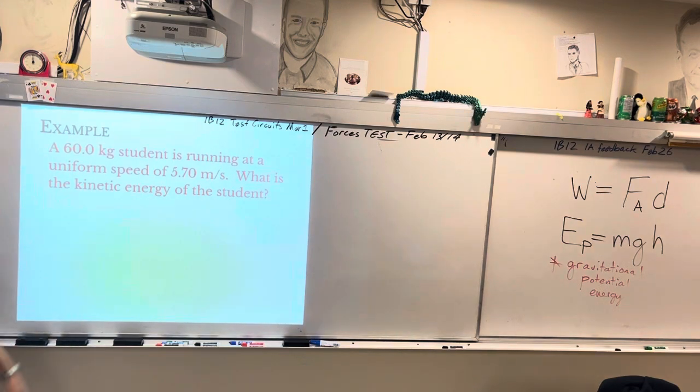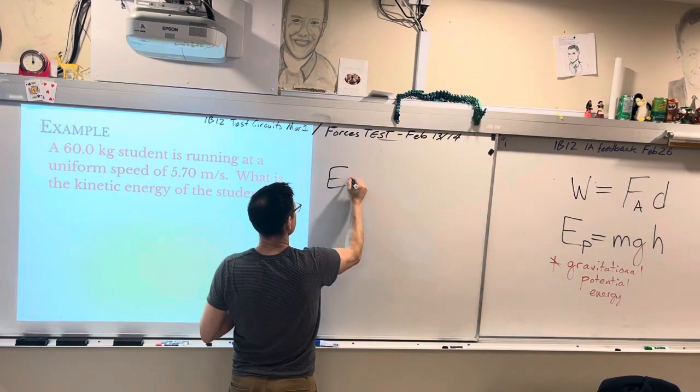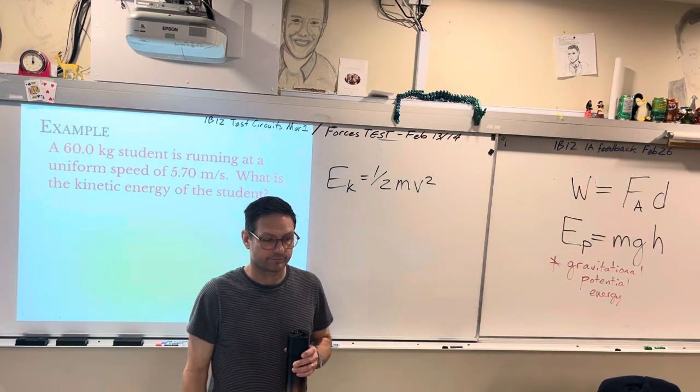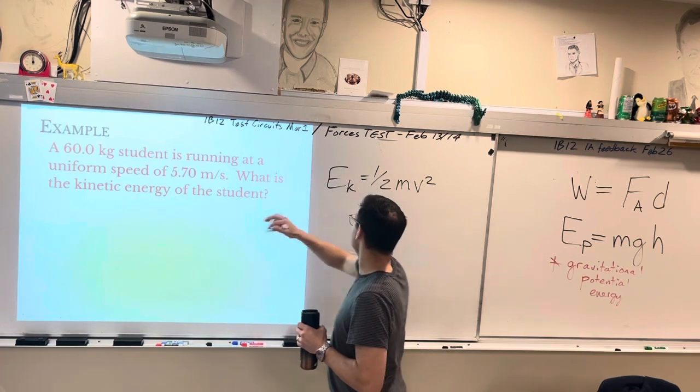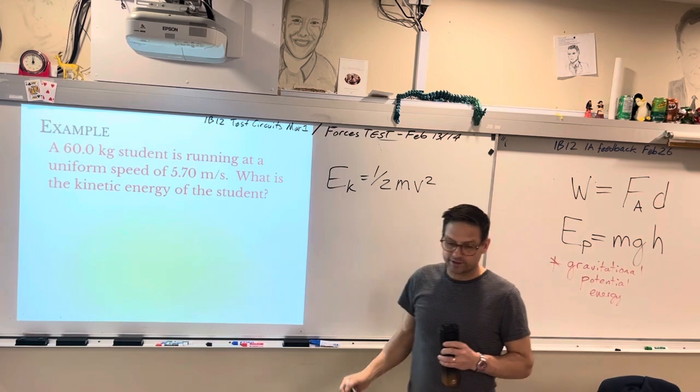So try this. Solve that. 60 kilos? That's reasonable. It's like 120 plus 12, 132 pounds. What was the formula? Oh, good question. It's right up there. So if you just plug and chug, you put the 60 in here and the v for the 5.7. Make sure you find your square button on your calculator.